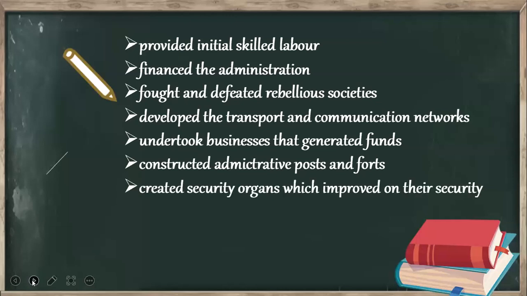And the next point is they created security organs that improved on their security. These security organs they created to improve on their security, they used them to fight the local people. For example, the private army of Ibeko was used in the colonization of Uganda. It was used to fight the rebellious tribes in Uganda.